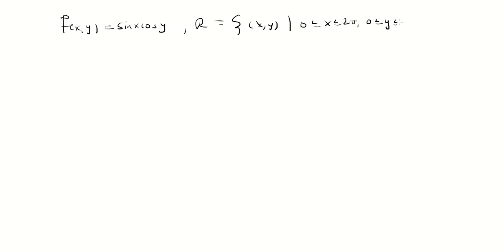Find the maximum and minimum values of the function f(x, y) = sin x cos y over the domain R = {(x, y)} such that x is between 0 and 2π and y is also between 0 and 2π. So we need to analyze the behavior of the functions within this domain.